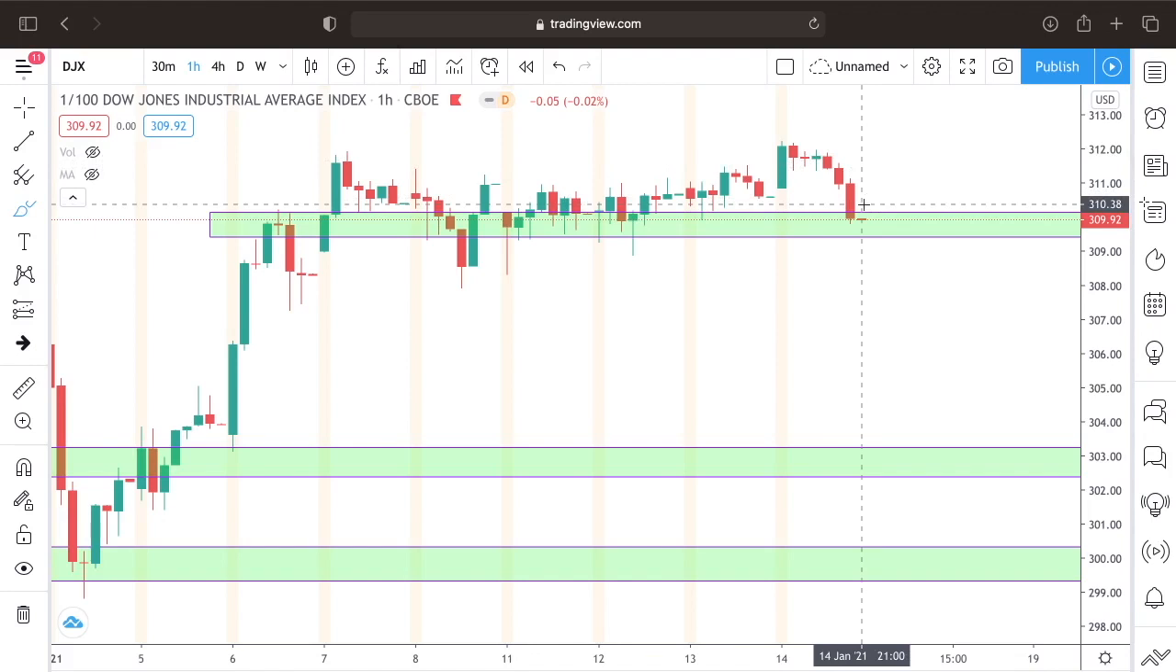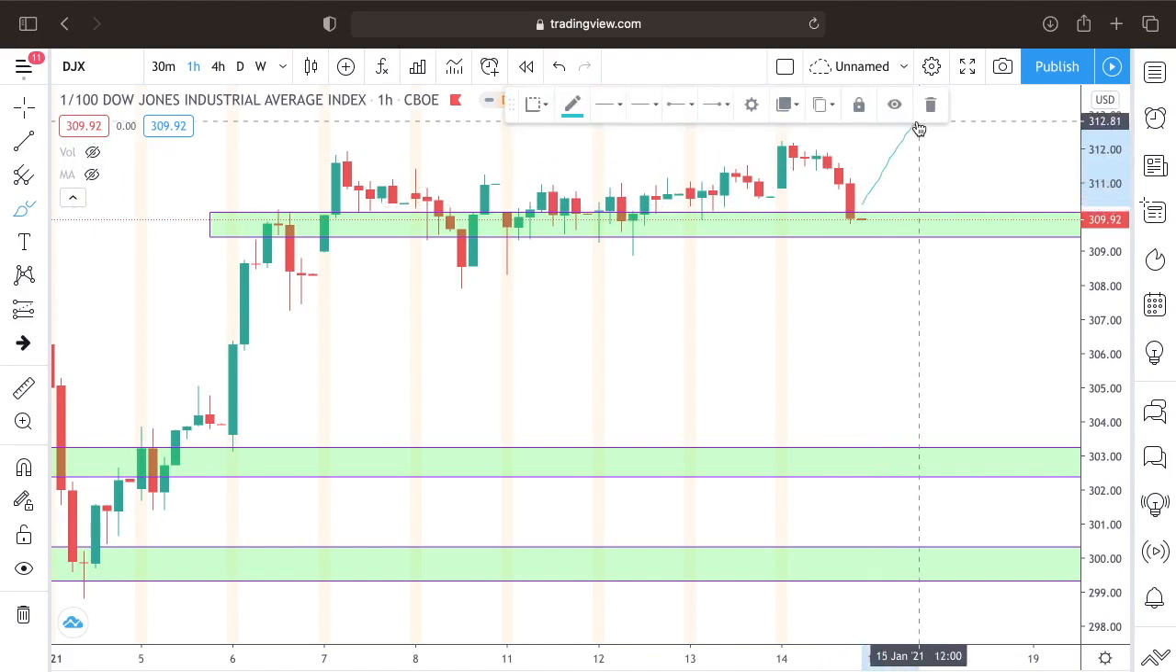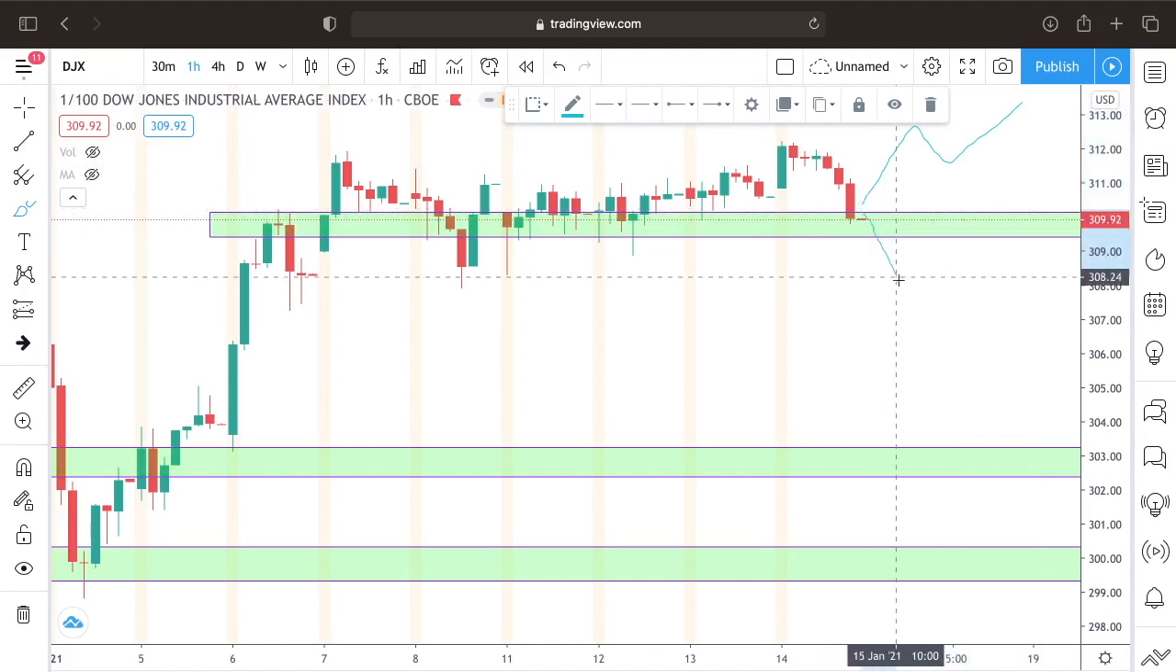Moving forward, in order for the bullish momentum to continue for the Dow Jones, I want to see prices breaking above the price level of $311, then maybe find support at that level and then continue to move up from there. If prices break below this support level, then the next support level that I'll be taking a look at is around this price level of $307.